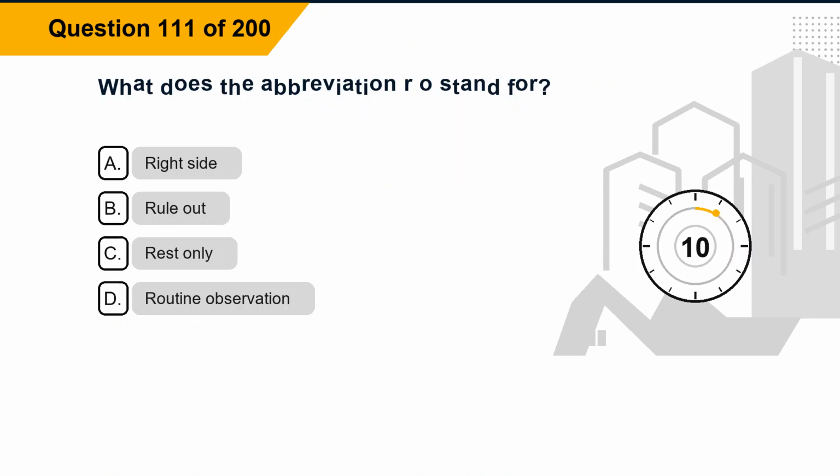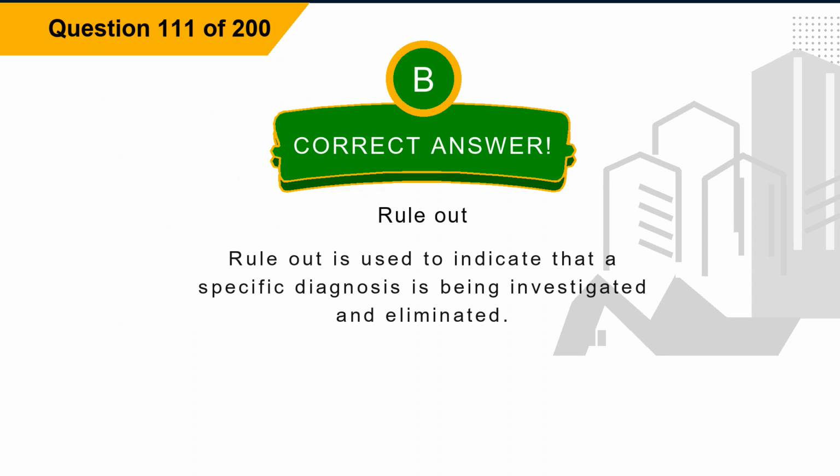Question 111. What does the abbreviation RO stand for? Option A, right side. Option B, rule out. Option C, rest only. Option D, routine observation. The correct answer is option B, rule out. Explanation. Rule out is used to indicate that a specific diagnosis is being investigated and eliminated.